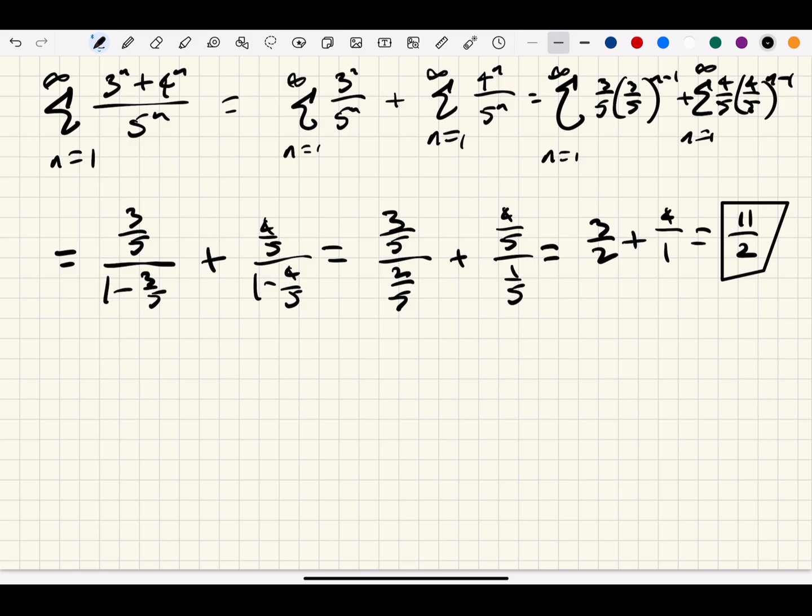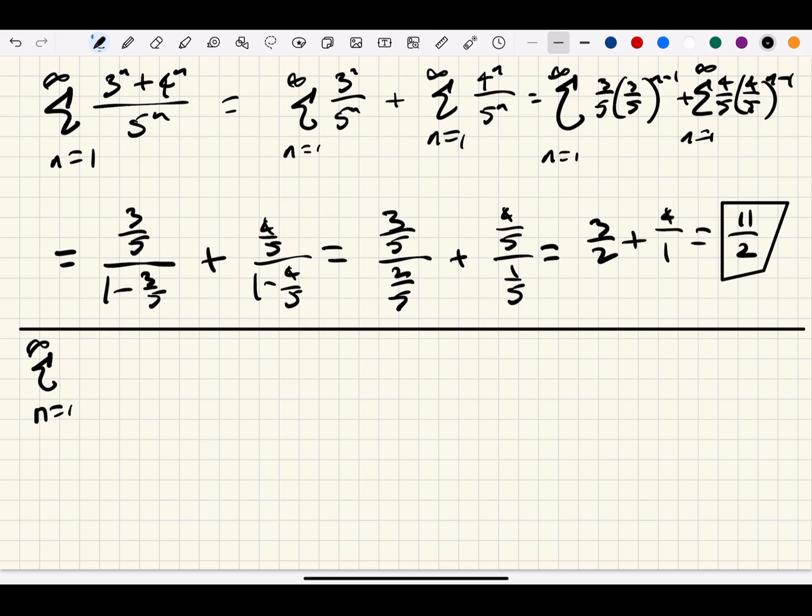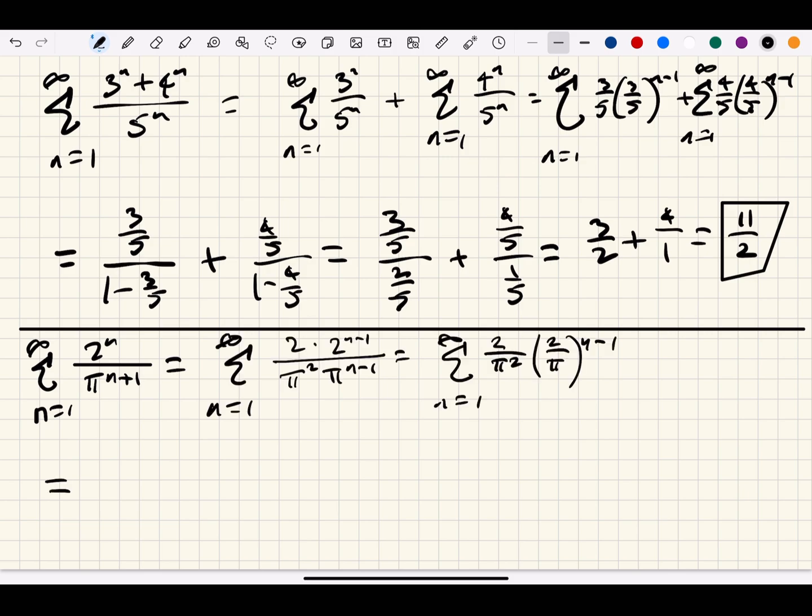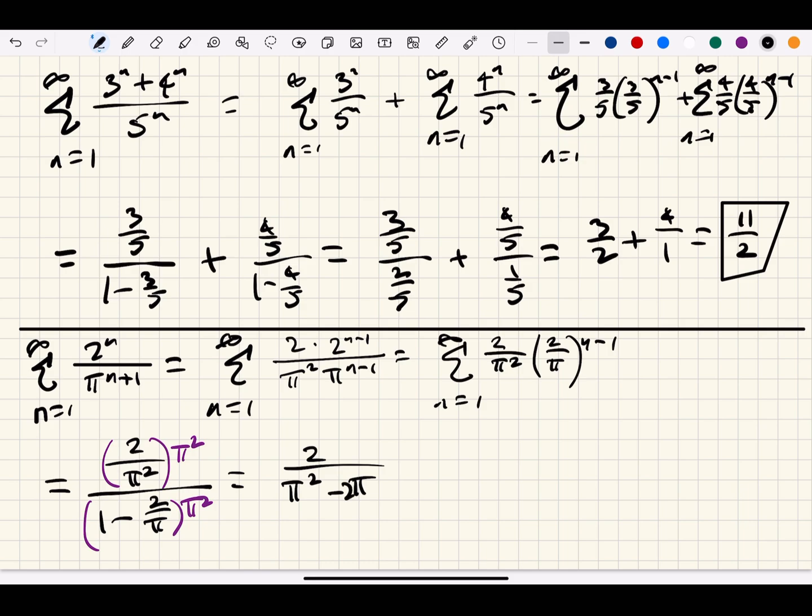All right. How about the sum n equals 1 to infinity, 2 to the n over pi raised to the n plus 1. So did you do this? Did you call it 2 over pi squared times 2 over pi raised to the n minus 1? And then, so let's see, a is 2 over pi squared. 1 minus r is 1 minus 2 over pi. So we'll multiply top and bottom by pi squared. And we wind up with 2 over pi squared minus 2 pi. Sorry. And I don't think we can make it any nicer than that. Okay? Any questions?